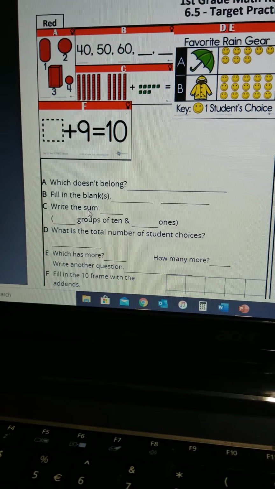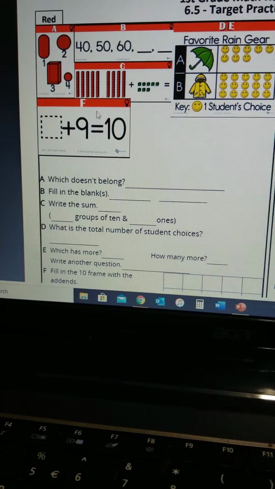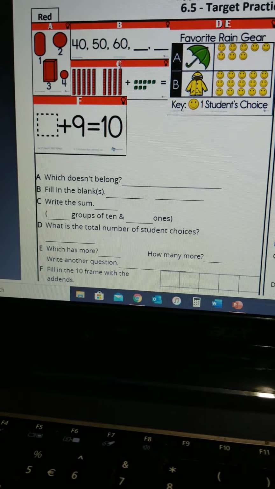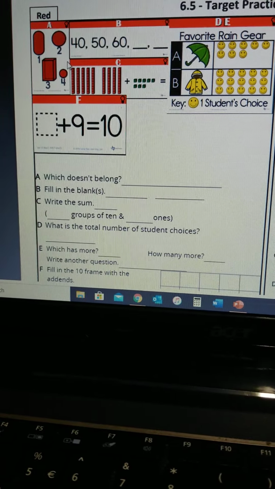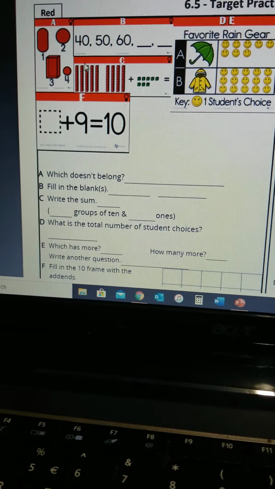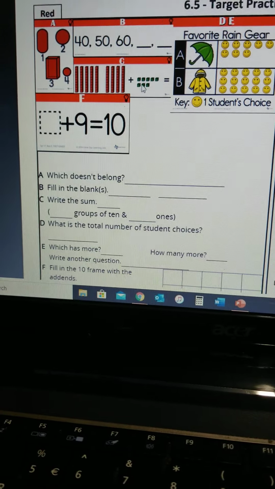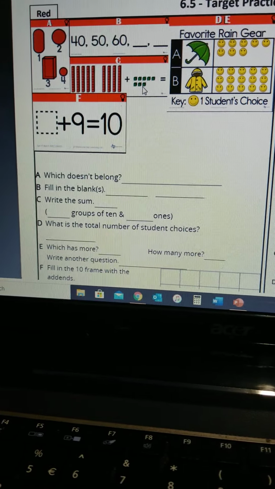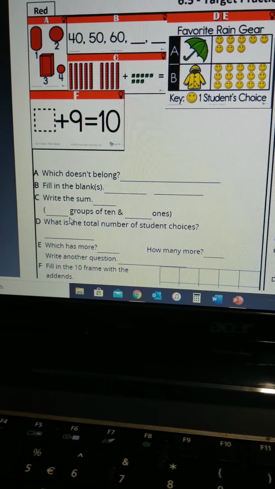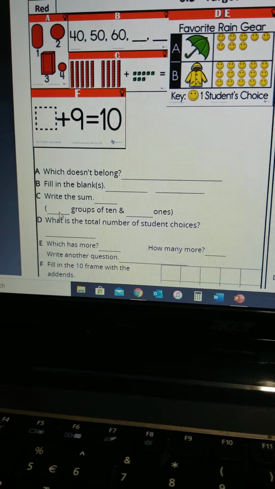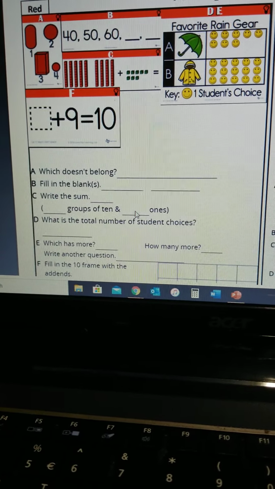C, write the sum. Remember, the sum is the answer to an addition problem. So looking at picture C, you have some rods and units. So don't forget to count on, after you're done counting your rods by tens, counting your units by ones. How many rods and units are there together? And how many groups of 10 do we have? You write that here. And groups of ones.